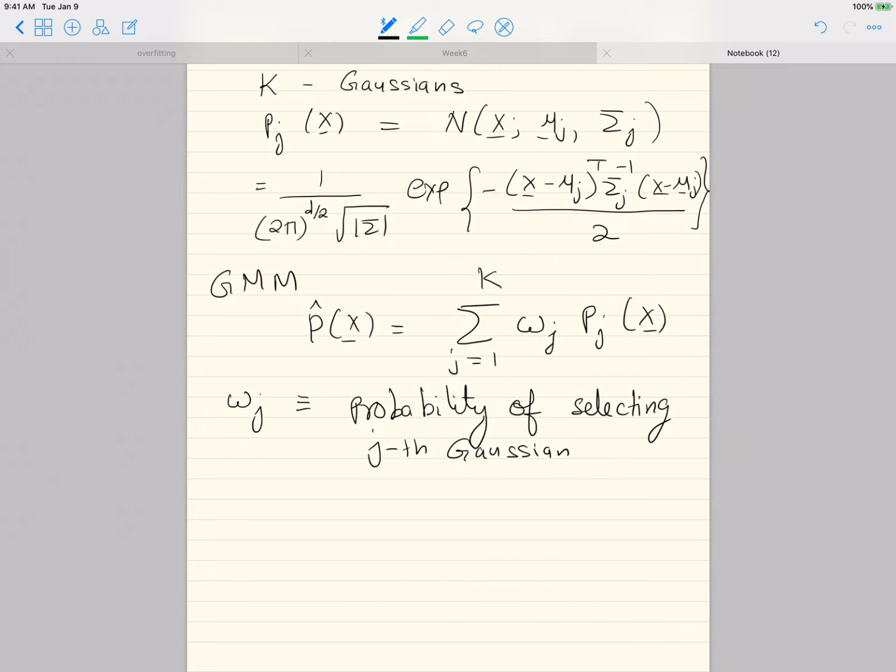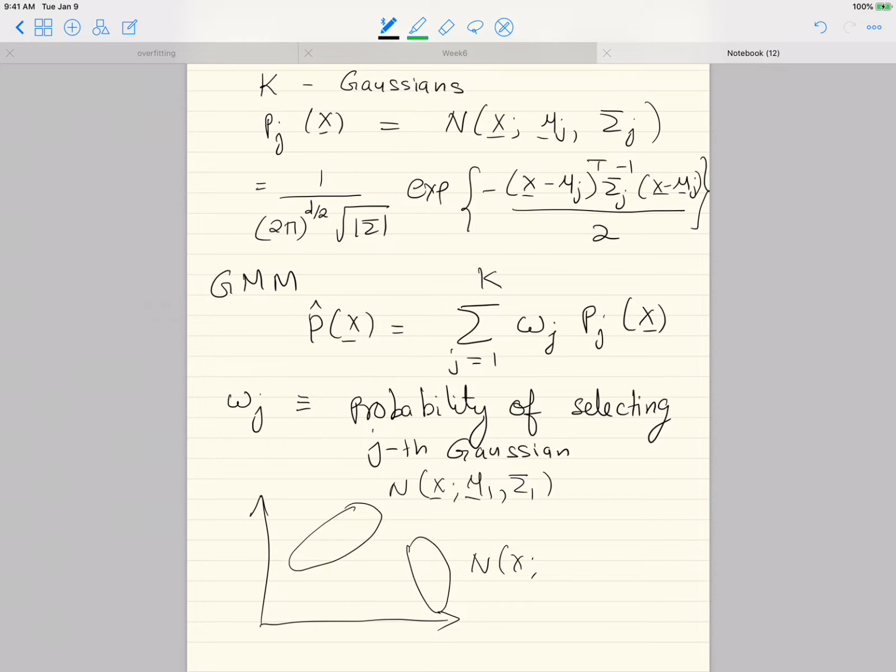So the picture to keep in mind here is that imagine that you have two Gaussian densities like this. This is Gaussian with mean mu1 and covariance sigma 1. This is Gaussian with mean mu2 and covariance sigma 2. And let's say W1 is 1/4, W2 is 3/4. Then if I want to sample a new data point, I will select this cluster with probability 1/4. That's what W1 signifies. Once I select that, I will then use this particular density function to sample it.